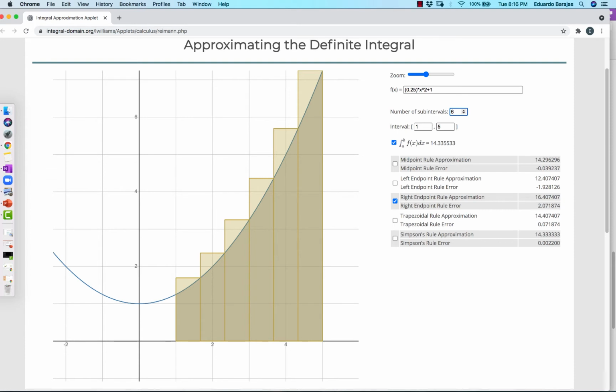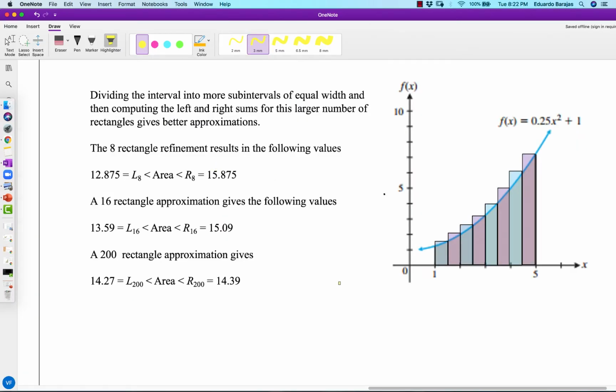Okay, so if we divide our interval from 1 to 5 in this particular case into more subintervals of equal width, and then compute the left and the right sums for this larger number of rectangles, that gives better approximations. Here is the result of using 8 rectangles. There's 1, 2, 3, 4, 5, 6, 7, 8 rectangles. And as pictured, they're all right-hand rules, so they're an overestimation. So this picture matches with this value right in here.